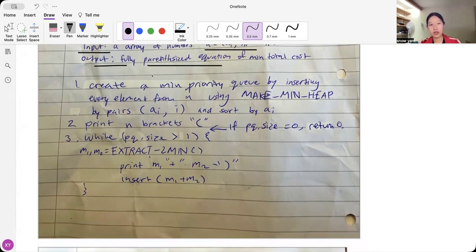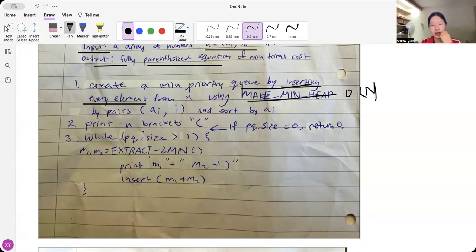What I do essentially is first create a minimum priority queue from the elements of A using make min heap. Obviously, I'm not going to be inserting every element. I'm just going to call this, and it's going to do what I just did with the max, but with the min. So this complexity would actually just be O of n.